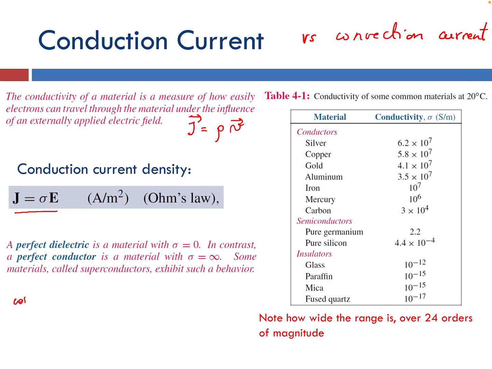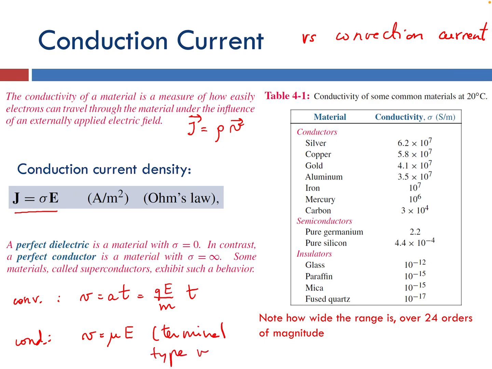But in convection, like acceleration of charged particles, the velocity is given by the acceleration times the time, so it keeps increasing under a constant acceleration, whereas in conduction the velocity is constant for a given acceleration. So we can think of it as a terminal type velocity, due to all the scattering with the other charges and other atoms, molecules within a material.